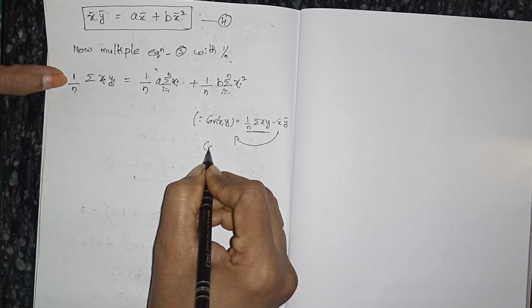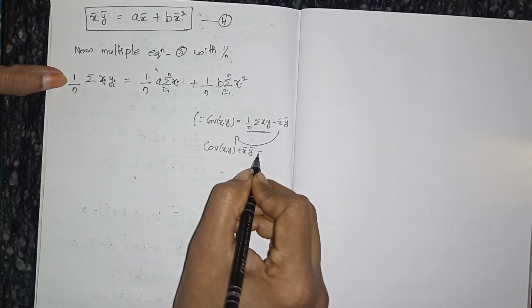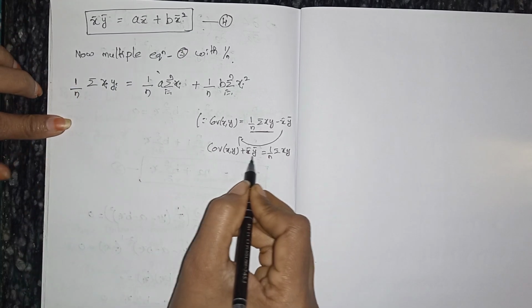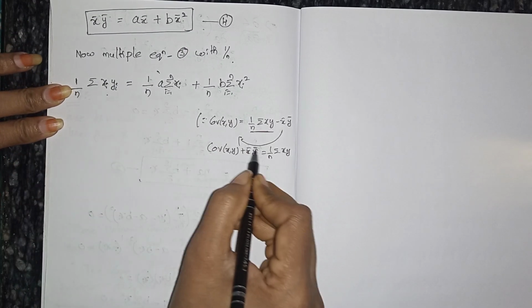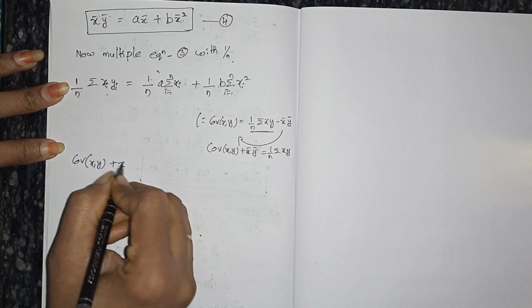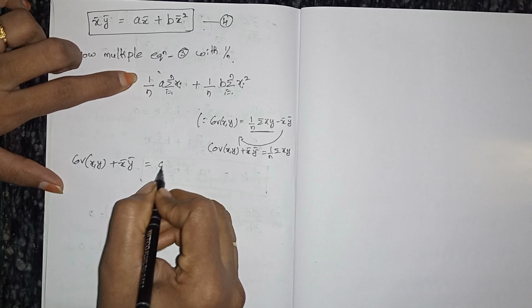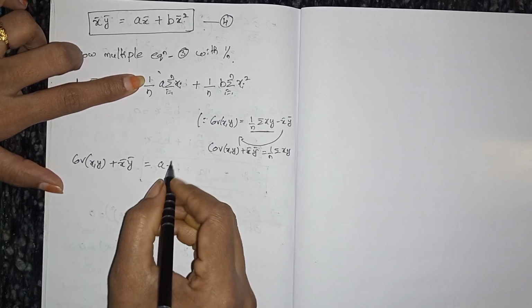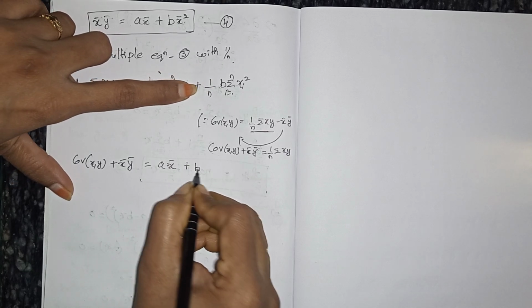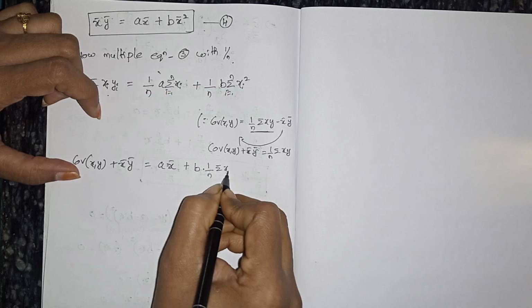At that time it becomes covariance of x comma y plus x bar y bar equals 1 by n summation xy. So I am going to replace in this place these values. Covariance of x comma y plus x bar y bar equals a into 1 by n summation xi, which is nothing but x bar, plus b into 1 by n summation xi square.